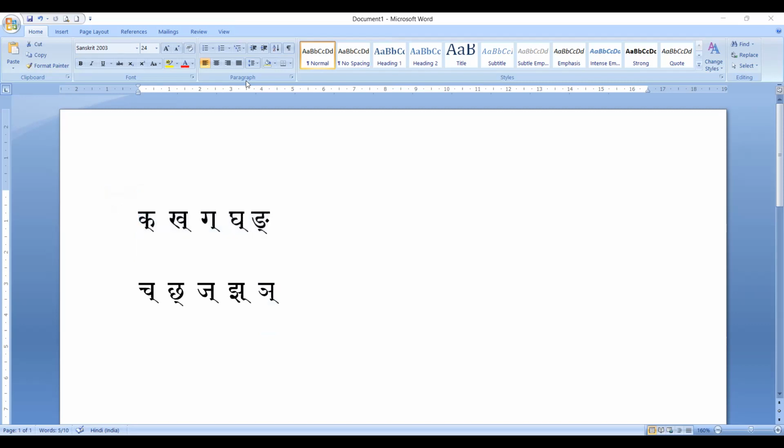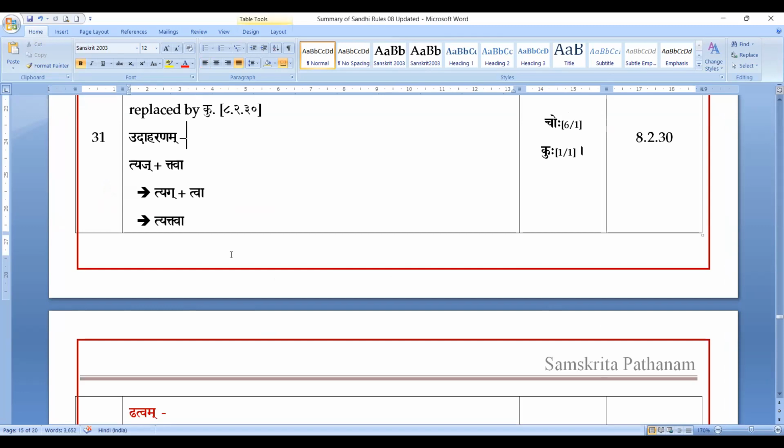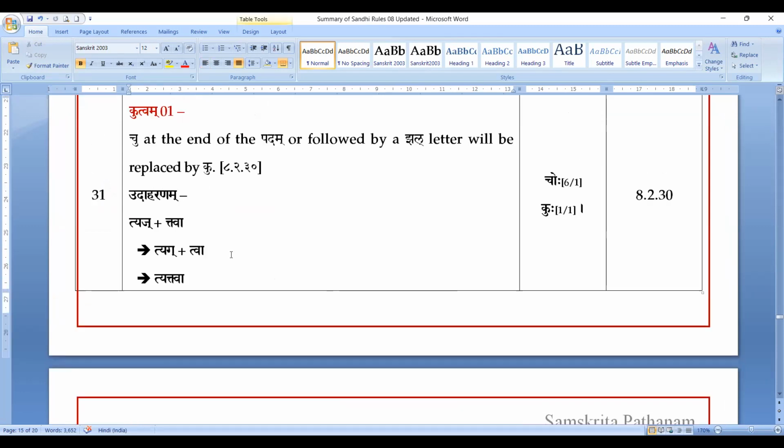This is Kutva number 1. Why do I say number 1? Because Kutva 2 also is there. That we will see later. This is Choh Kuh. I will do more examples later, when we do Shabda, or I can do it now itself. I'll give one example for Kutva.